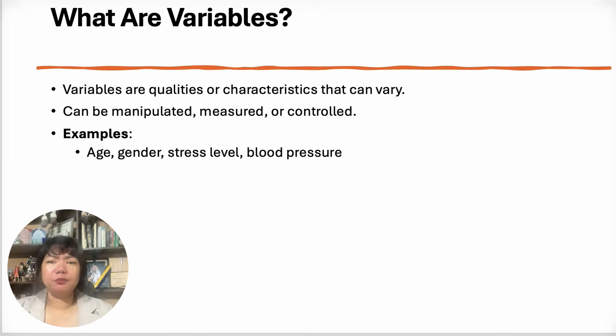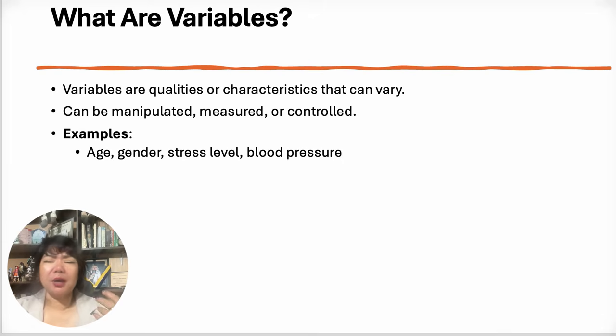So nga vary ini. So to vary means that the value of the variable can differ from one individual to another or change over time. So for example, sa age, one person may be 20 years old, another is 45. So nagavary ang variable sa age. And let's say sa stress level, no? Can increase during exams and decrease after vacation.